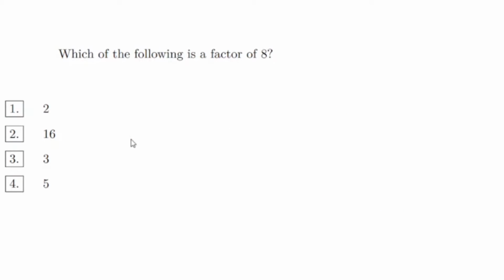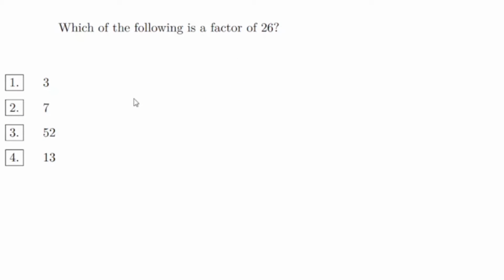Which of the following is a factor of 8? So to find which of the following is a factor of 8, it helps to list all the factors of 8, or all the numbers that divide 8 and leave no remainder. Well, 1 is such a number, 2 is such a number, 4 is such a number, and 8. So these are the numbers that divide 8 and leave no remainder. So we just have to go in the answers and see which one of these comes up. And it looks like from all of these answer choices, 2 is a factor of 8.